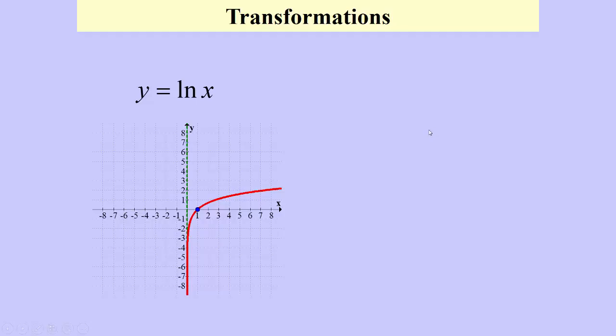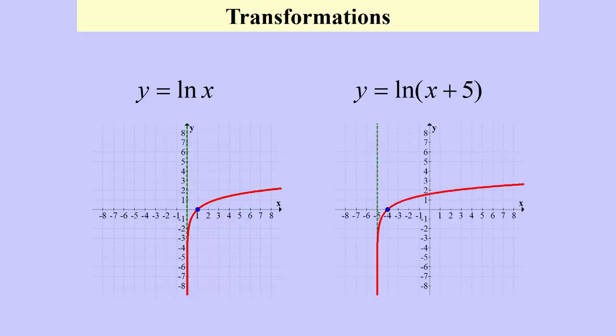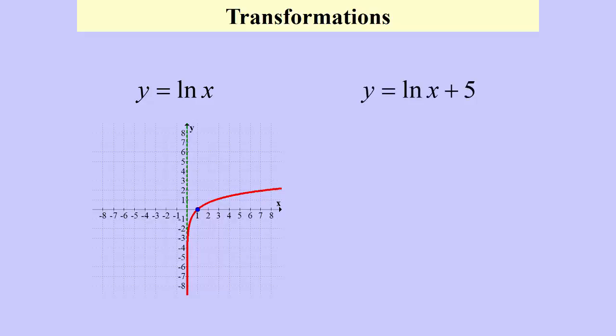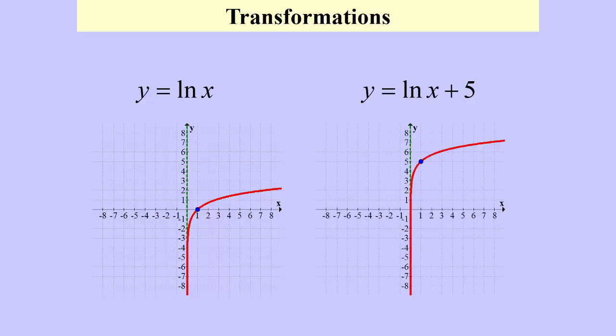Here's what transformations look like with the ln function. This is the graph of ln of x. See, we got a dot at (1, 0). ln of (x plus 5) is going to be the same graph, but shifted 5 units to the left. Here's the graph of ln of x plus 5 without the x plus 5 being in the parentheses. That means 5 units up.